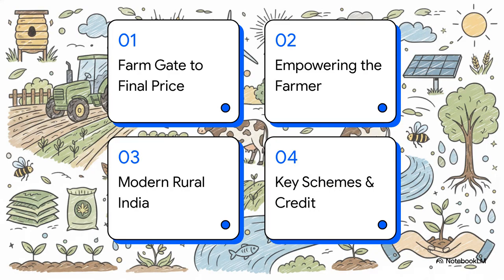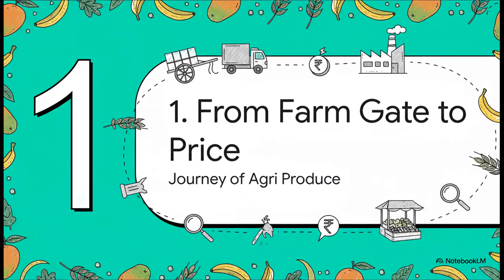All right, here's our game plan. First, we'll follow the money, from the farm gate all the way to the final price. Then we'll look at how farmers are teaming up. After that, we'll zoom out to the entire rural economy. And we'll finish up with a rapid-fire round on the most critical schemes and credit institutions. Let's dive in. Okay, our journey starts right at the farm gate.